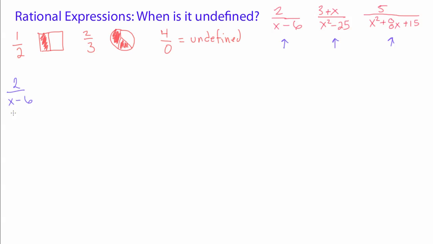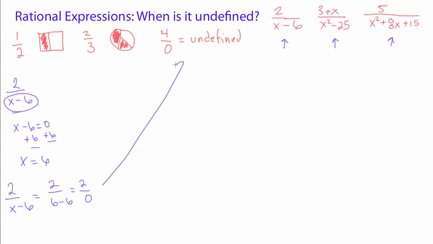Well, that's easy. We take the denominator, set it to 0, solve it, and x equals 6. So when we plug it back in, let's say we have the original expression, and we plug in 6 where x is, that's going to give you 2 over 0, which is the same idea over here, where this is undefined. So the answer to this problem is 6. When you plug 6 into the rational expression, the whole rational expression will be undefined.